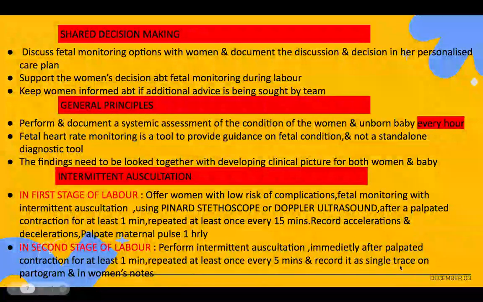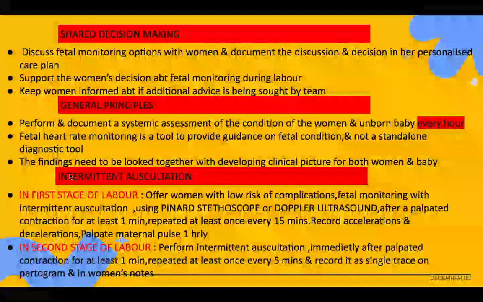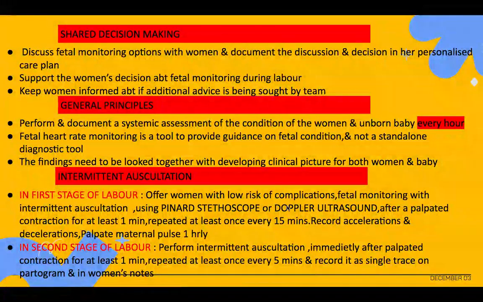And in the women's notes, single trace means that in 1 minute, you will not document it like it was 140 to 150, or 160 to 170. You will not write like this. You have to write a single trace. It is 140 beats per minute, because when intermittent auscultation is recommended by this guideline, it means it is significant, right?